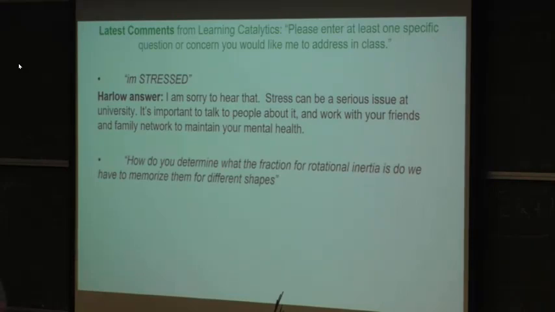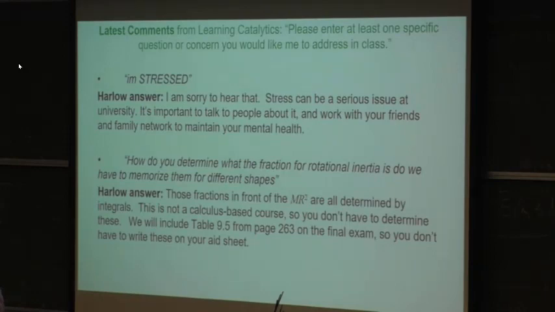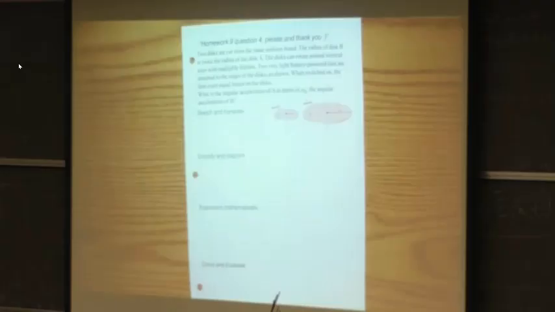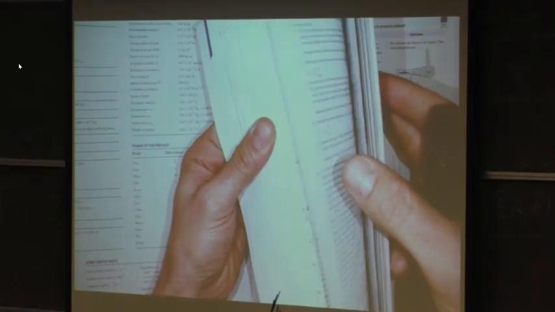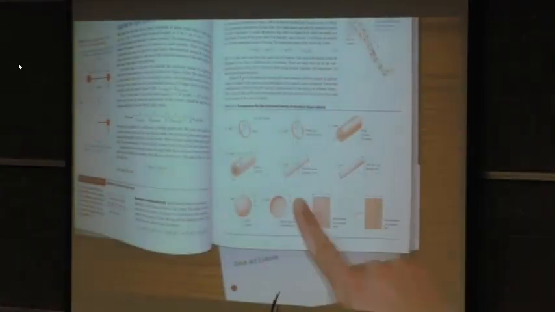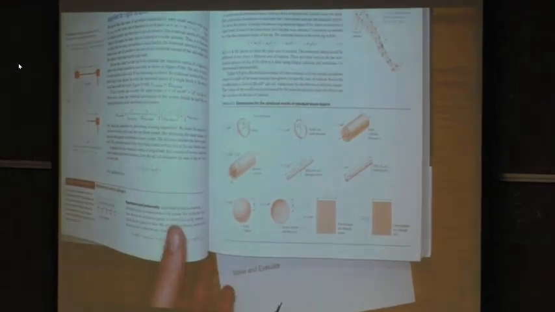Oh, this is a question about, do you have to put all those rotational inertia things on your aid sheet? It says no, because I've actually photocopied table 9.5 from page 263 of your text. That's the one with all the, I can even show it, if I press the dot cam thing. Page 263 has this table. So you will see this on the final exam. I'll just photocopy that and put it right on the front page of the final exam, or page 2 or something like that.